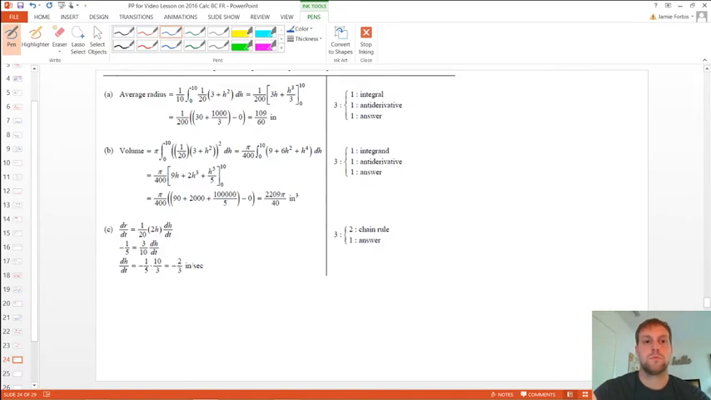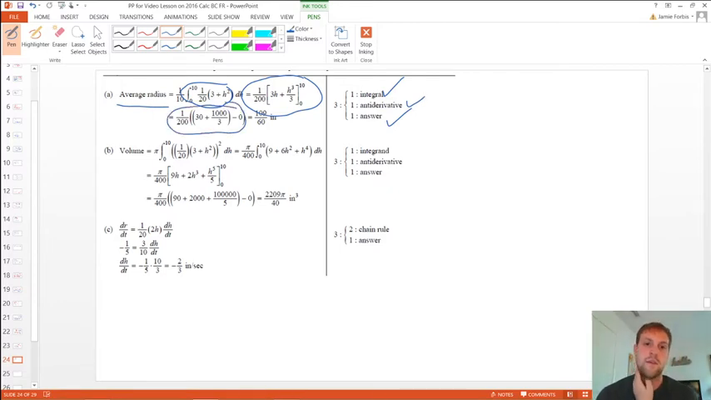So for A, if we're doing the average, we got the integral, which is that. We took the correct antiderivative, which was that, and then we got the answer, which again, if you left it like that, or the first circle from part A, it's fine. Just make sure you put inches.